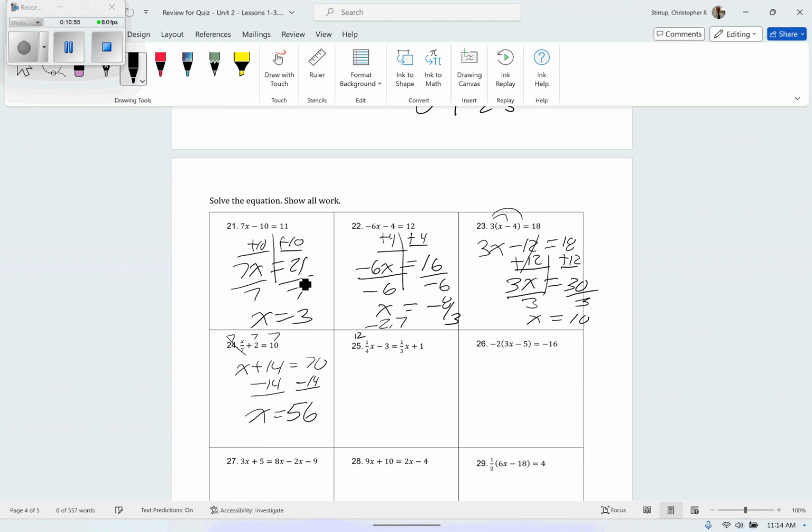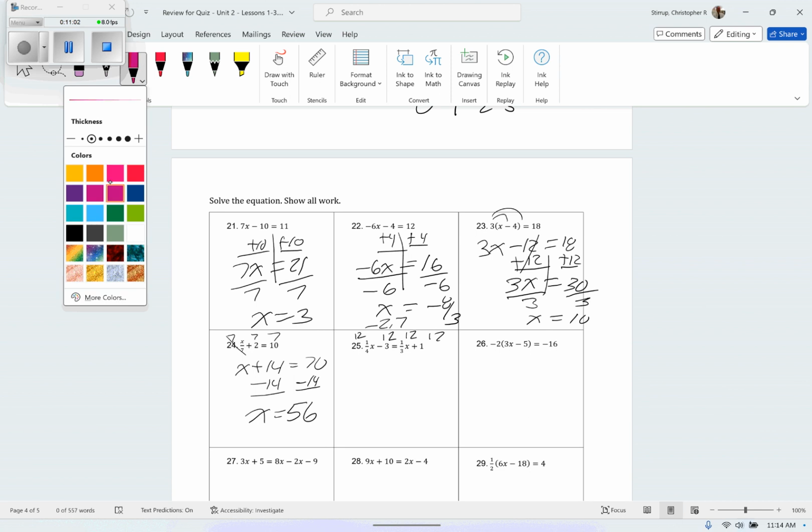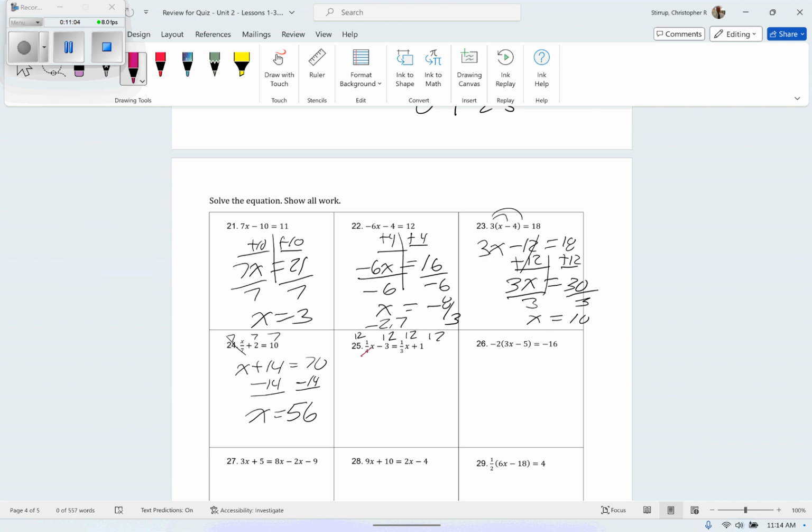For this one, I'm going to multiply everything by 12 because I have 2 denominators. One of the denominators is 3 and one's 4. So if I multiply that or reduce that, I'm going to get 3x minus 36 equals 3 goes to another 4, so 4x plus 12, and then go ahead and solve it. So let's subtract 3x from both sides. Those cancel. X plus 12, subtract 12 from both sides. So I'm going to get x equals negative 48.